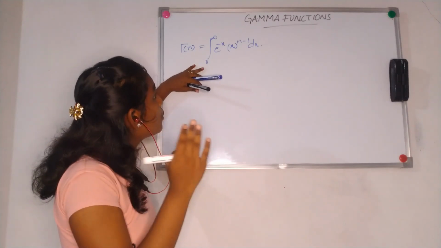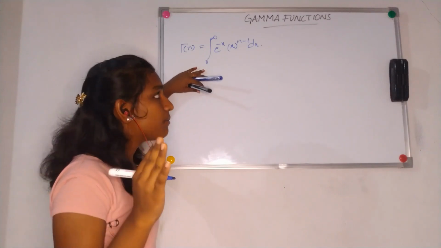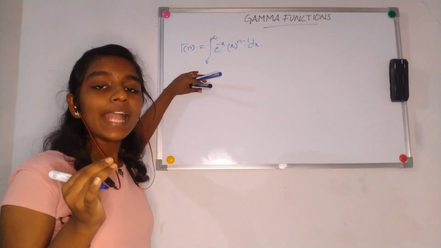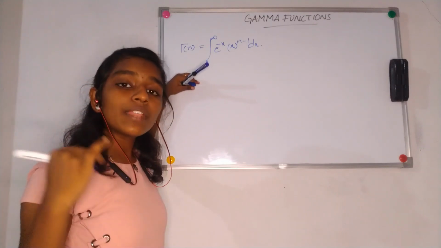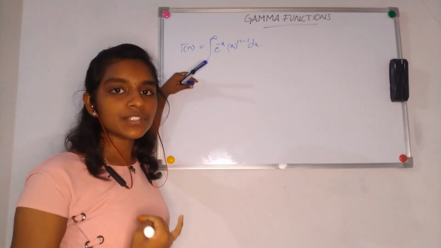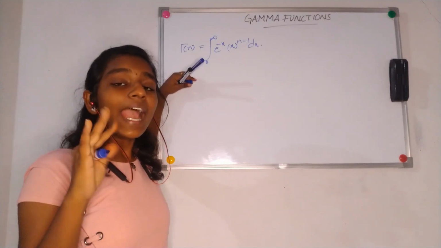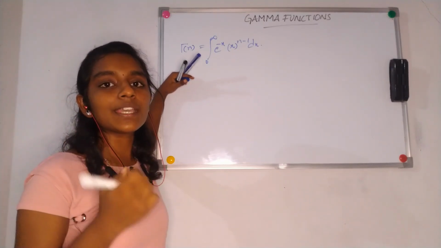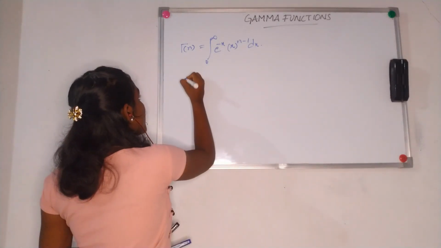Now we have to do some deductions from this, as we did in beta functions. The main thing is you have to find the values of gamma 1, gamma 2, gamma 3. You have to know these values, because they will help in beta functions also. We have some relation between beta and gamma functions, and that would make your problem much easier. So you have to find those values.